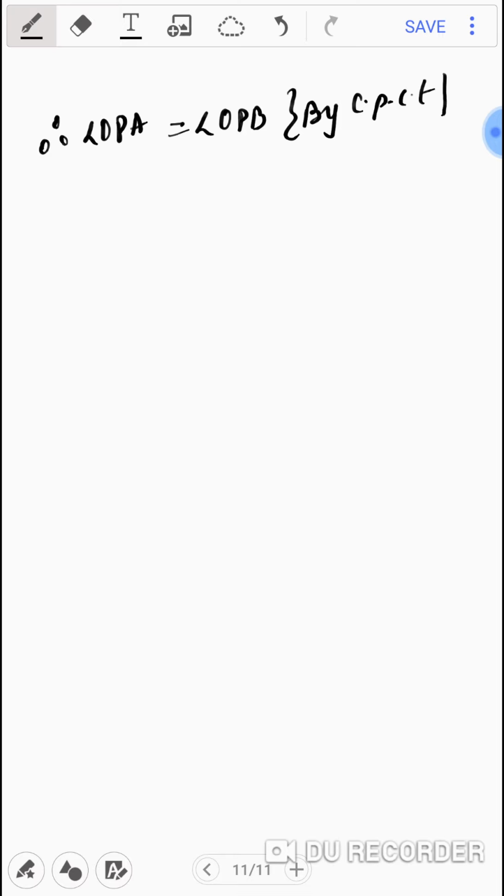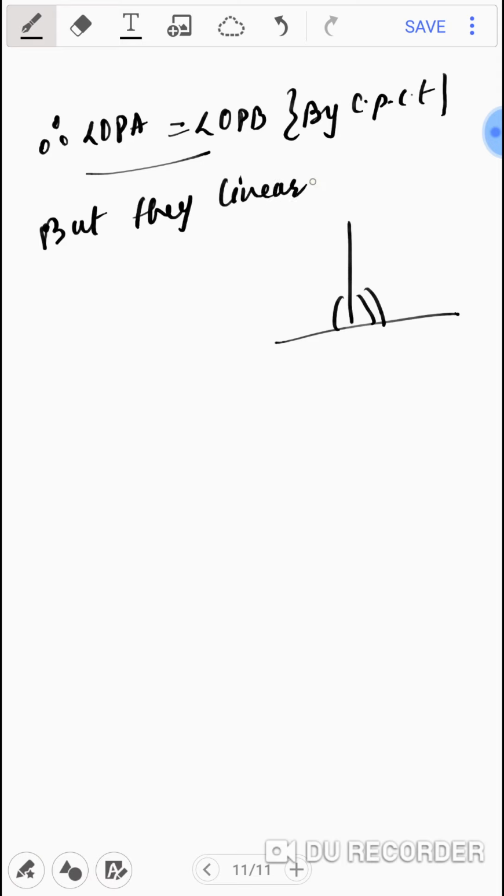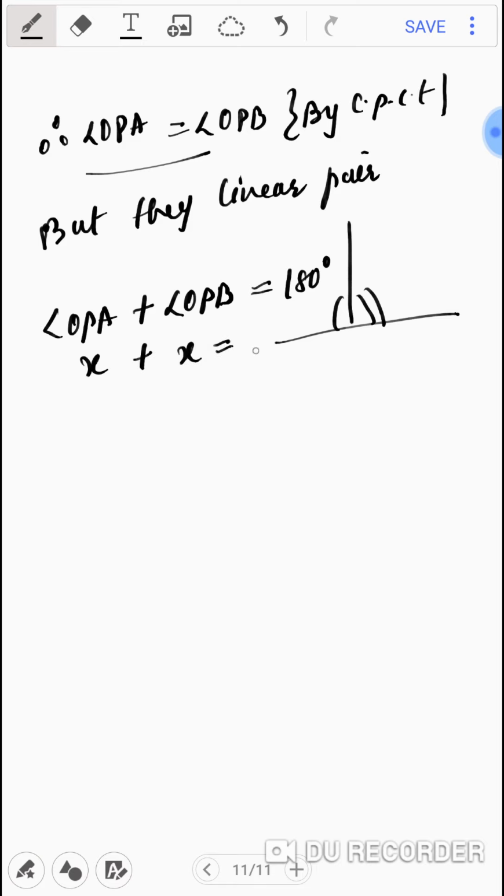Okay, once you got these equal, but as you can notice these two angles lie on the same line, so they are linear pair, and linear pair has a condition that their sum is always 180. So can I write angle OPA plus OPB is equal to 180 degree? But they are equal. Can I write both of them as x? So I'll get 2x is equal to 180, and from there I'll get the value of x as 90.